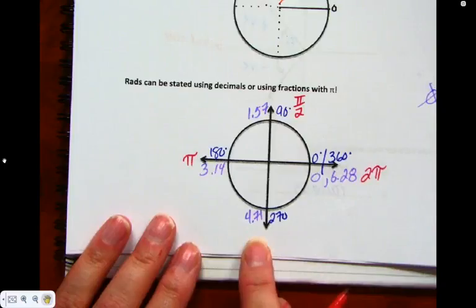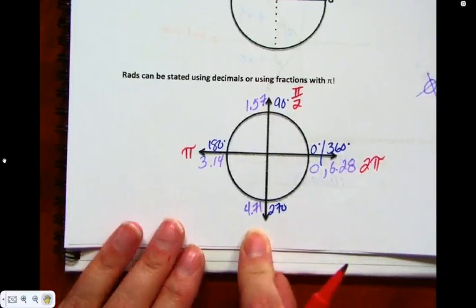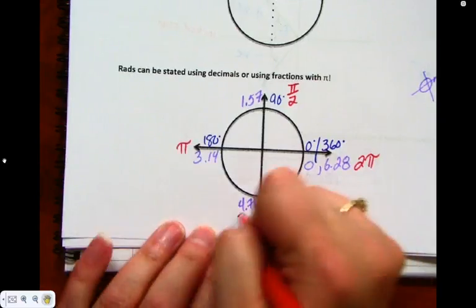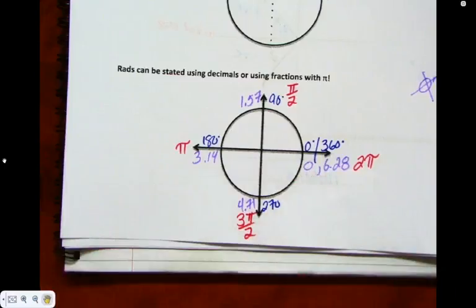What do you think would be in the middle down here? 1.5 pi, and how do we write 1.5 as a fraction? 3/2. We call this 3 pi on 2. There are your 4 axes values in radian measure. There's 0, pi on 2, pi, 3 pi on 2, and 2 pi.